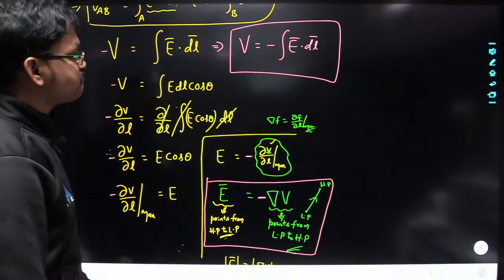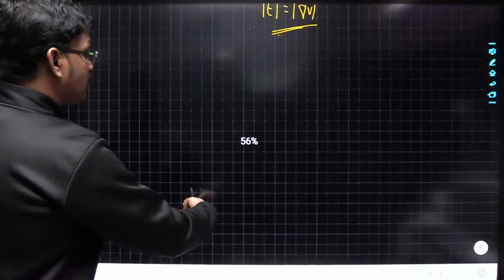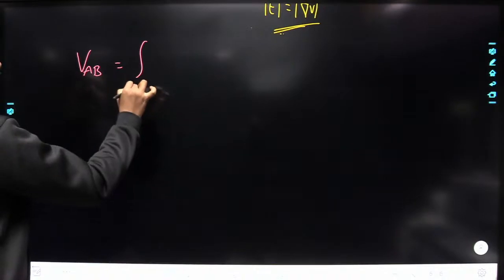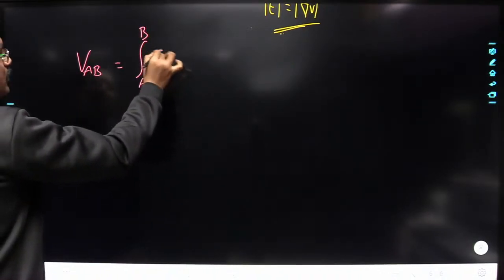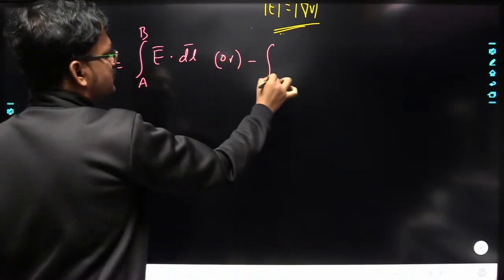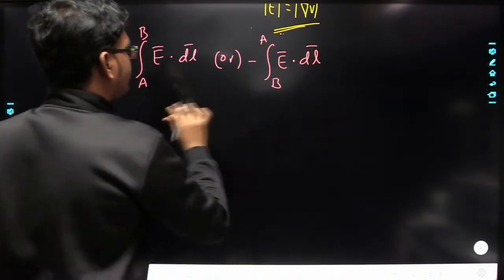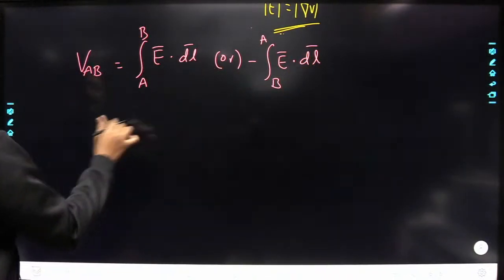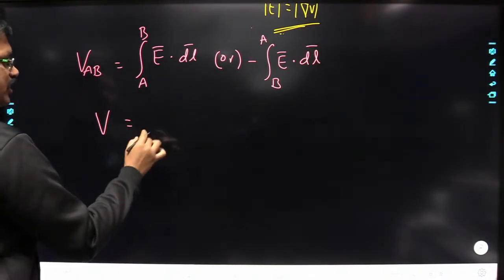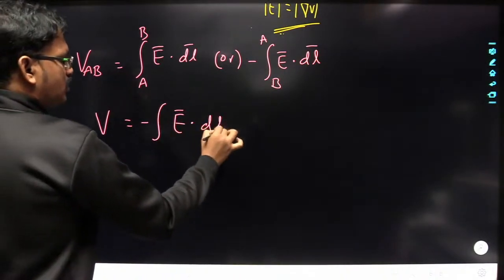So what we have concluded here: whenever you are writing VAB, you have to write integral A to B E bar dot dl bar or dr bar, or you can write minus integral B to A E bar dot dl bar. If you have limits, you can easily write this. If you have no limits, and you want to write the relation between potential and electric field, then you have to put minus E bar dot dl bar.